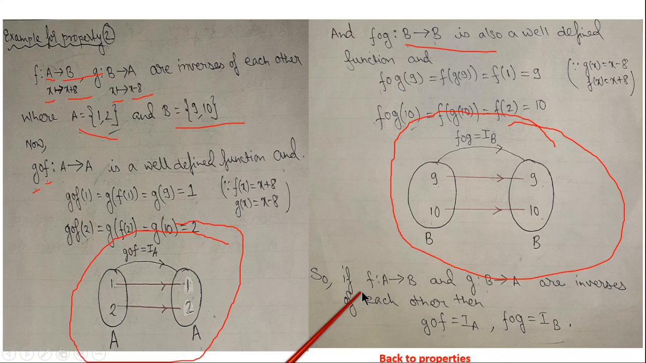So therefore we were able to show that if f is from A to B and g is from B to A and they are inverses of each other, then f composite g will be an identity function in set A and g composite f will be an identity function in set B. Now let us go back to properties.